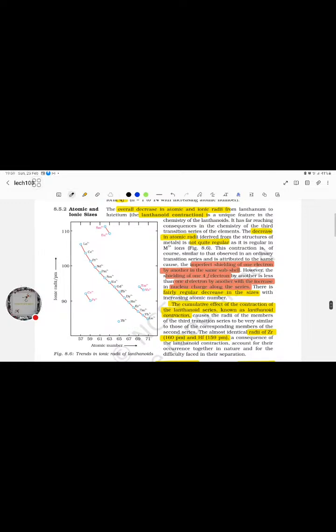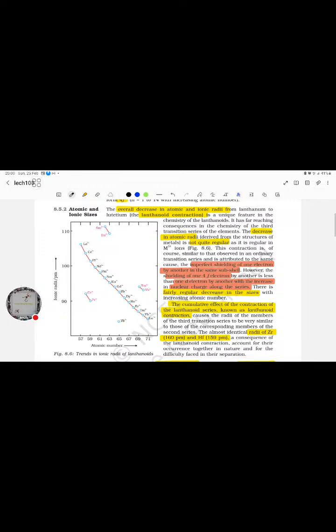Now we'll talk about atomic and ionic sizes. The overall decrease in atomic and ionic radii from lanthanum to lutetium, the lanthanide contraction, is a unique feature in the chemistry of lanthanides. So lanthanides பொறுத்த வரைக்கும் lanthanum வந்து lutetium வரைக்கும் we are going to have a general decrease in the sizes. I don't think there will be any anomalous behavior over here. There are far reaching consequences in the chemistry of the third transition series of the elements.